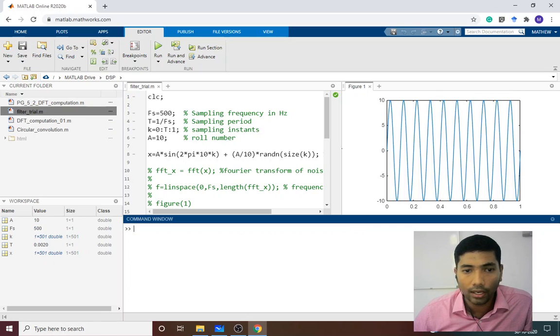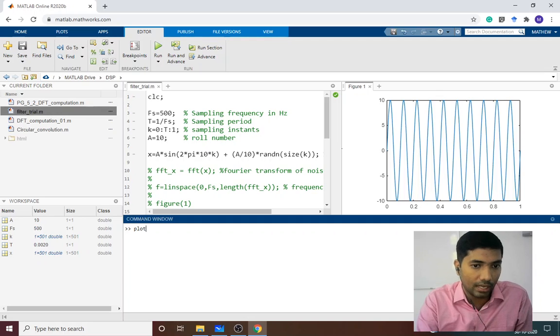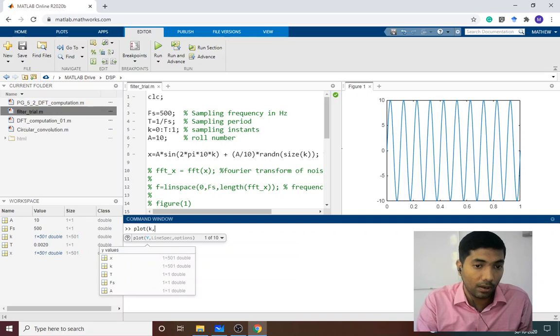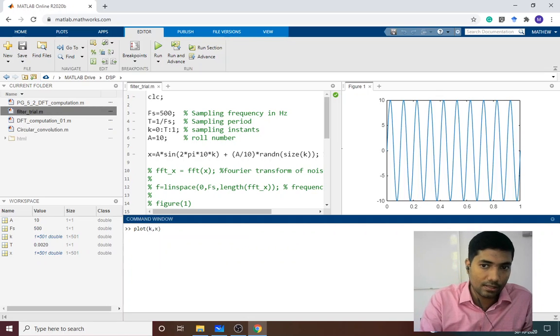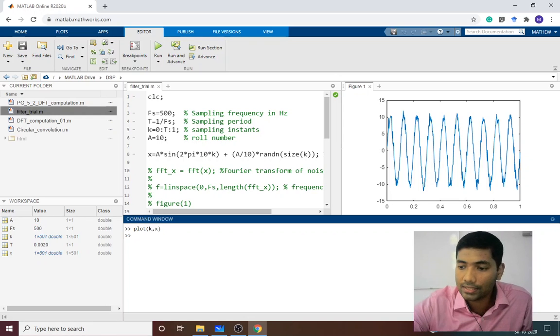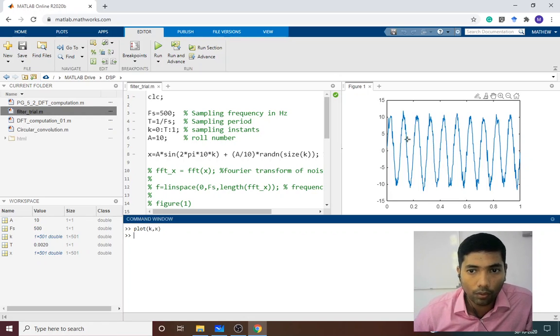So let me try to plot it once again. Plot K comma X. So you can see that right now it is a very noisy signal. What we would like to do is design a filter which will take out the noisy part and give us the original signal. Okay, fine. So in order to see the magnitude spectrum or the frequency spectrum, we will use the Fourier transform.